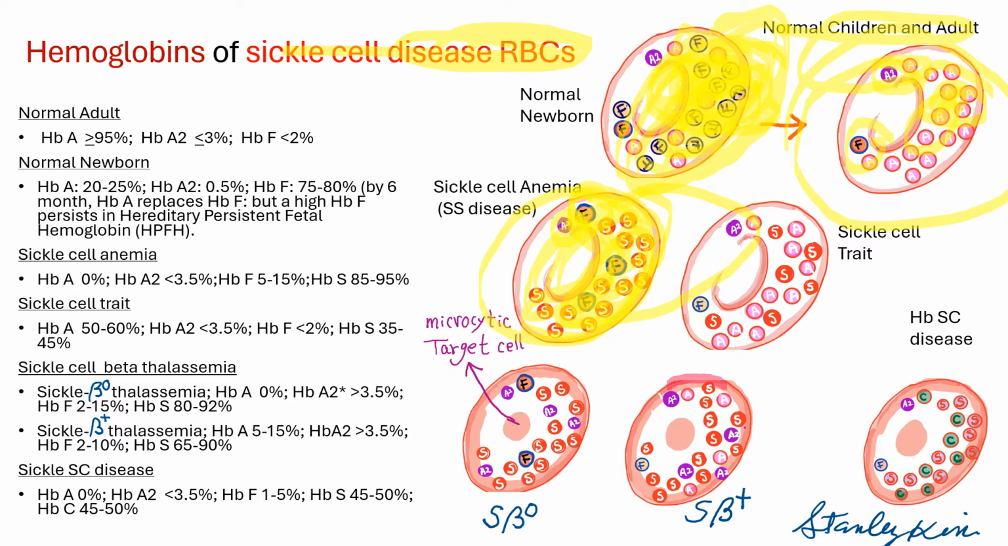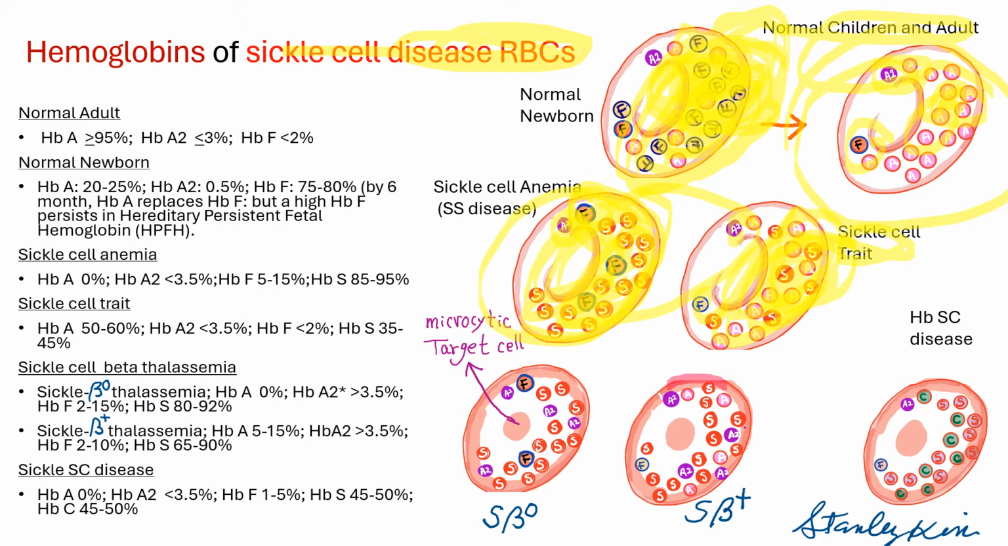Patients with the sickle cell trait have hemoglobin A as their majority hemoglobin, about 60%, and about 40% is hemoglobin S. And the hemoglobin A deters the sickle cell formation, so they don't have symptoms. They have a little bit of hemoglobin A2 and hemoglobin F.